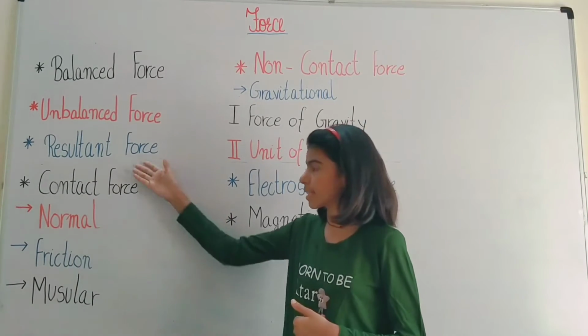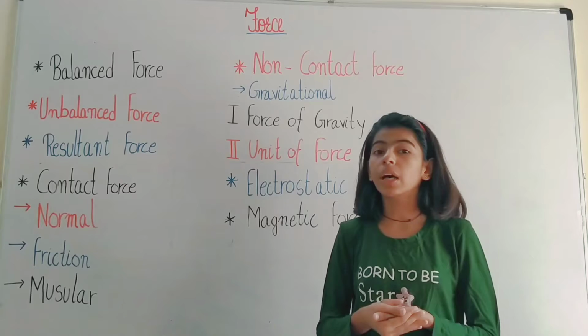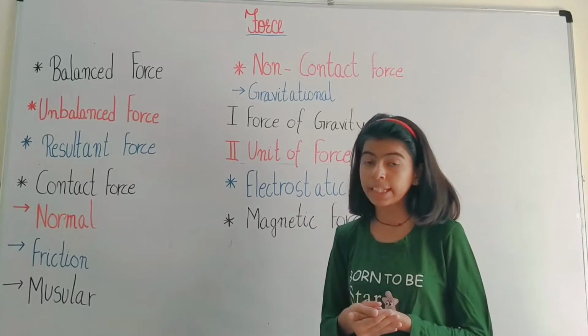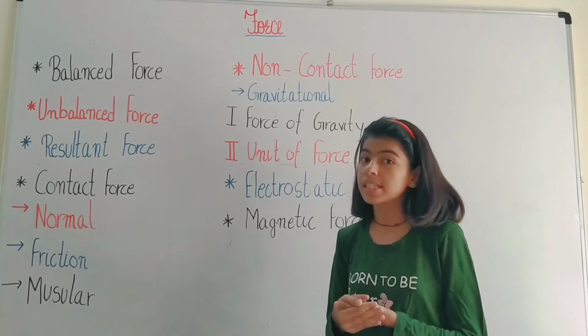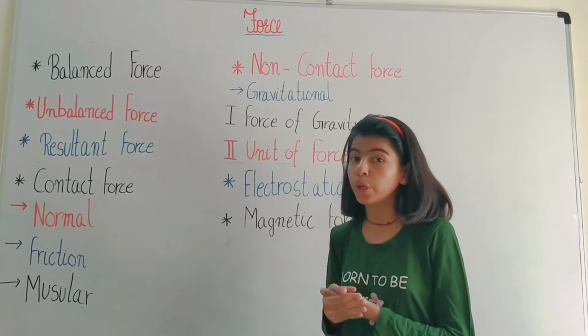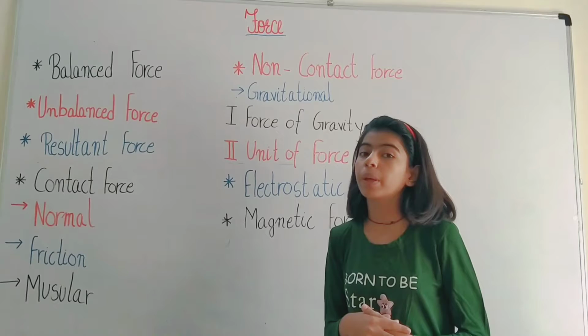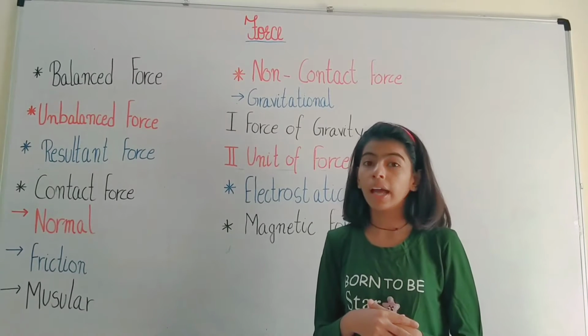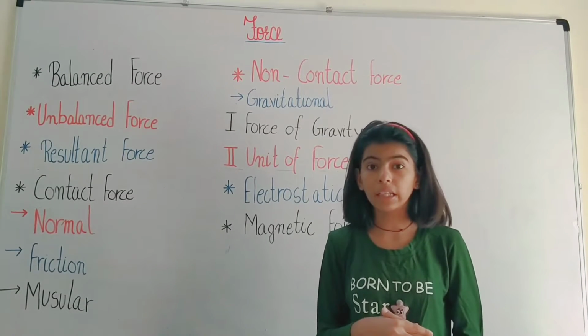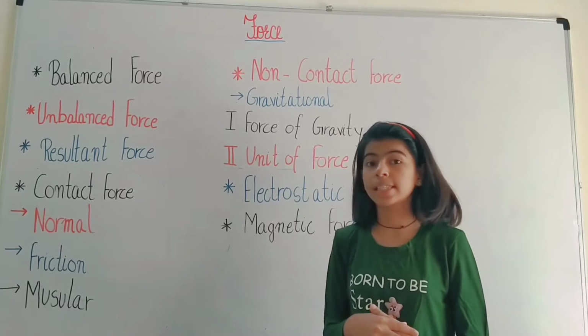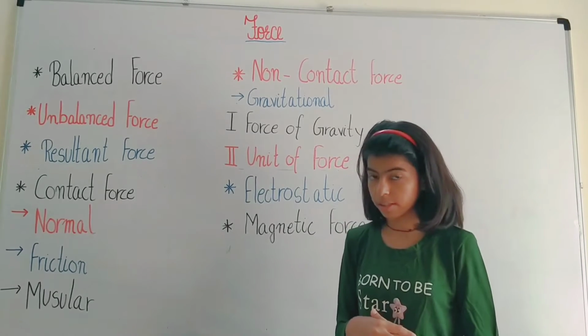The next is resultant force. So if a number of forces are acting on a body, then a single force that produces the same change in the rest or motion, we call it the resultant force. For example, if a number of people are pushing an almirah and that almirah can also be pushed by one person, so one person is resultant to all those persons.